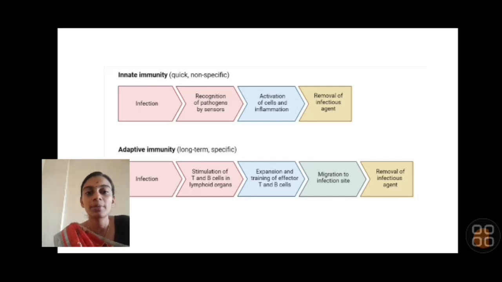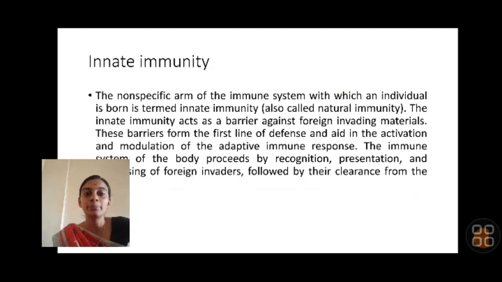Now let's see one by one deeply. Innate immunity. Innate immunity is a non-specific arm of the immune system which is present in an individual from birth itself. That is, it is a natural immunity. The innate immunity acts as a barrier against foreign invading materials, and these barriers form the first line of defense, aiding in the activation and modulation of the adaptive immune response, which is the second type of immune response. The immune system proceeds by the recognition, presentation and processing of the foreign invader, which is followed by the clearance of the antigen.